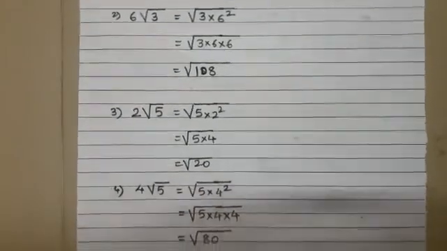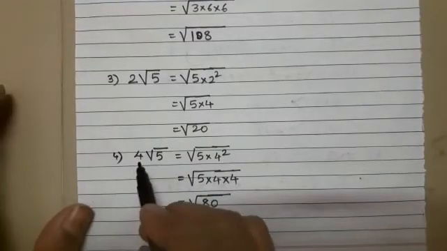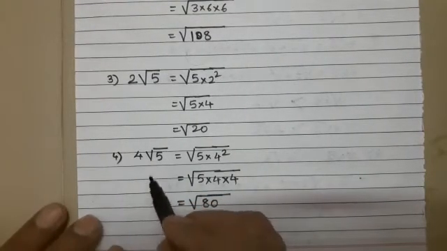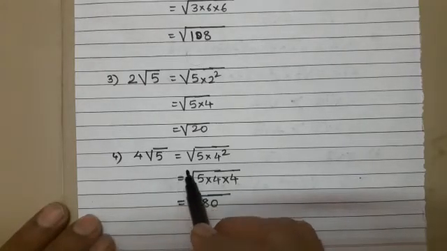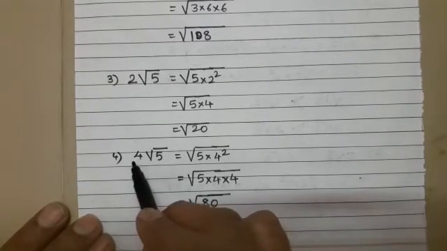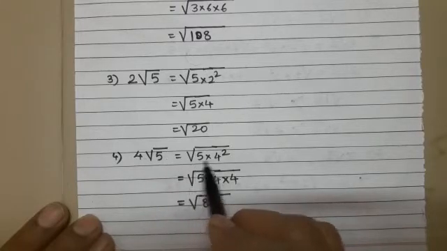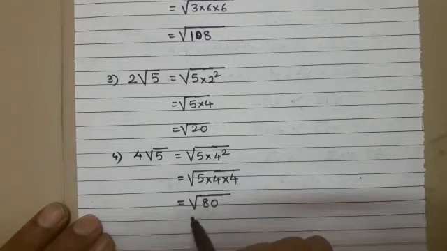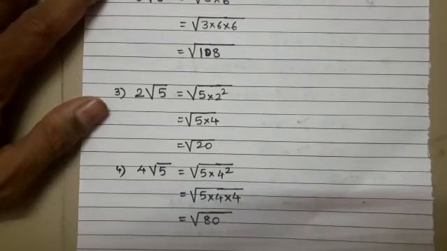Next example. 4 square root of 5. It is the simplest form of the surd. It is equal to, write down 5 as it is. Take 4 inside the square root by doing the square. Square root of 5 into 4 into 4, and it is square root of 80. Then how to convert a simplest form of the surd to its previous form? We have seen that. And these conversions are very important for the next topic.